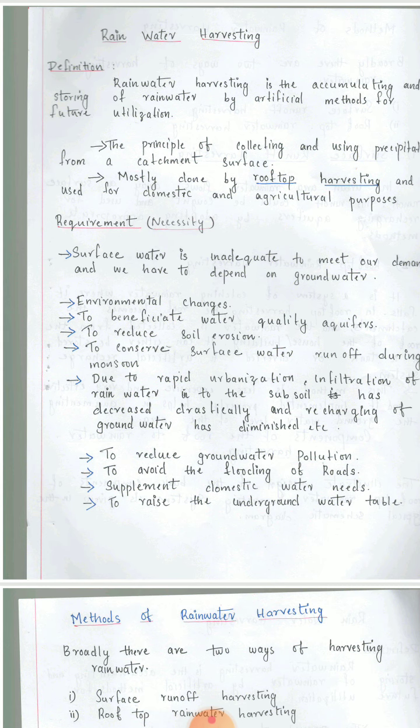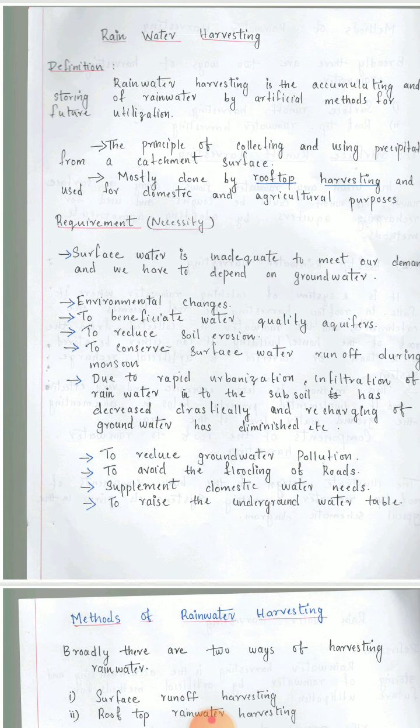Next is to benefit water quality aquifers. That is, the water quality aquifers should be benefited. That is the groundwater, where the water is stored in the form of aquifers, they are to be having good quality of water. Next is to reduce soil erosion. Simply, if we make the water flow on the earth's surface, the soil will be eroded along with the flow of the water. So in order to reduce this soil erosion, we have to go with this rainwater harvesting technique. To conserve subsurface water runoff during monsoon.